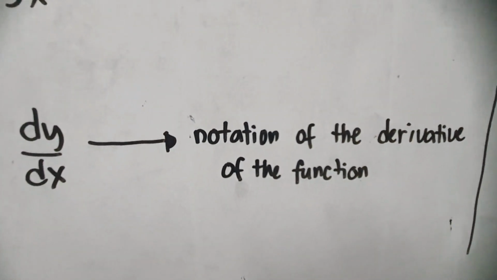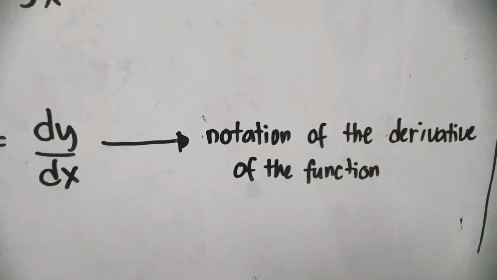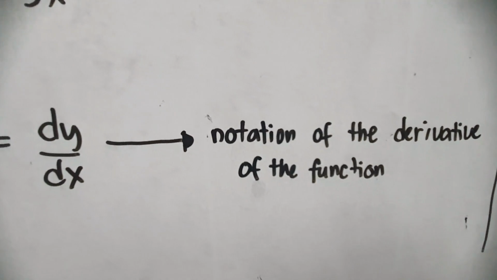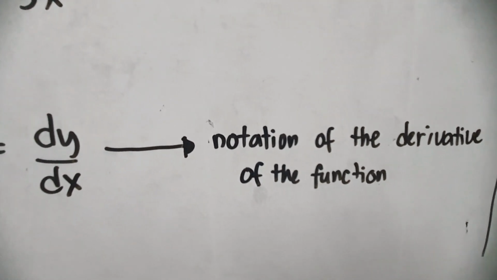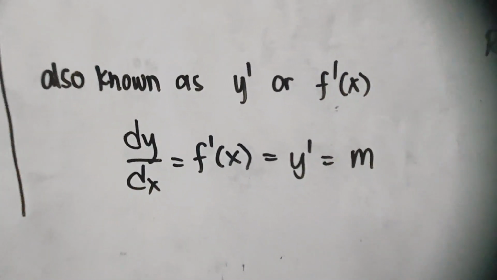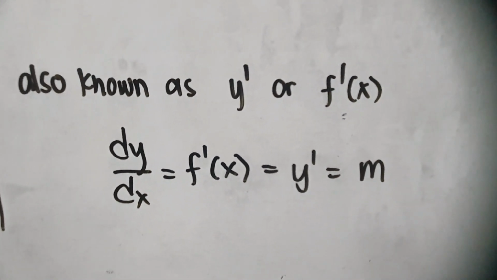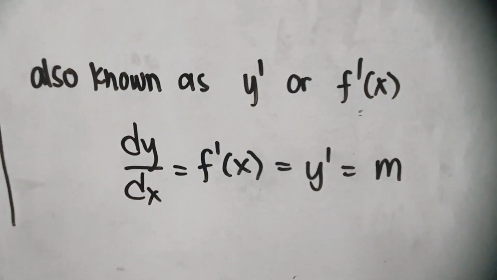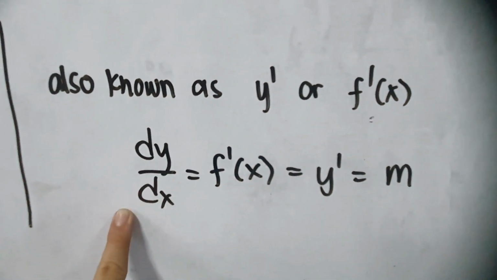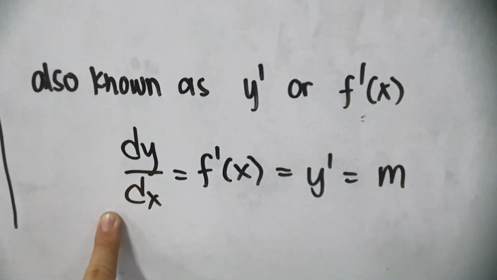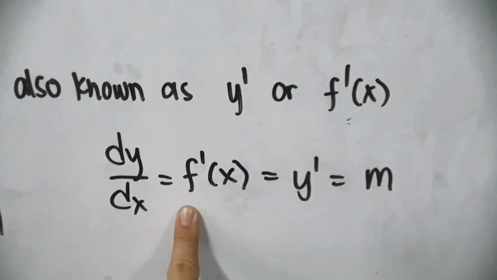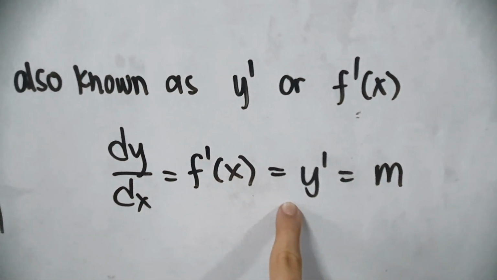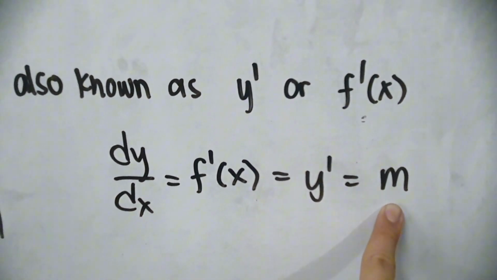Okay? When we say dy over dx, that is the notation of the derivative of the function. So when we see dy over dx, that is basically the derivative of the function, because it is also known as y prime or f prime of x. Notice dy over dx, that is the form of the derivative of the function, or that is f prime of x, or that is y prime of x, or that is the slope.